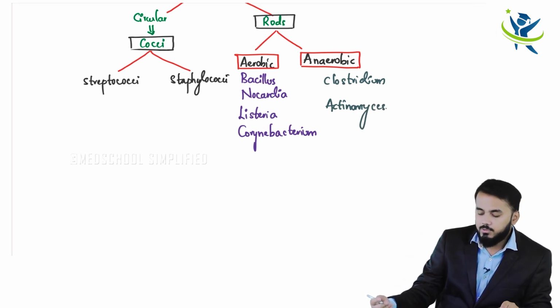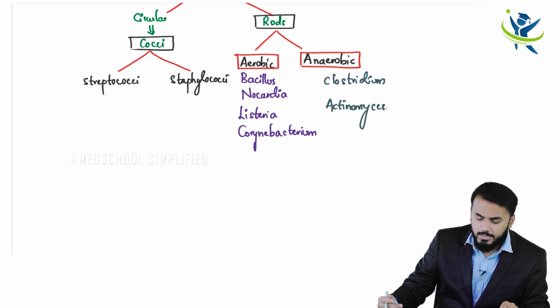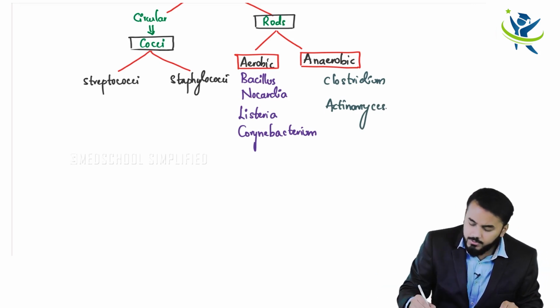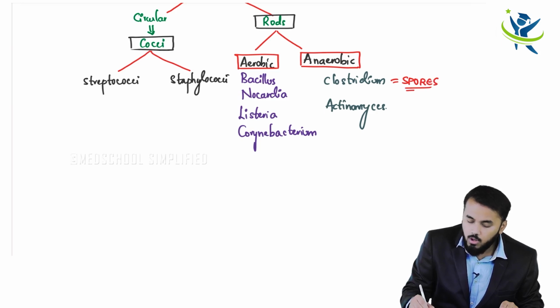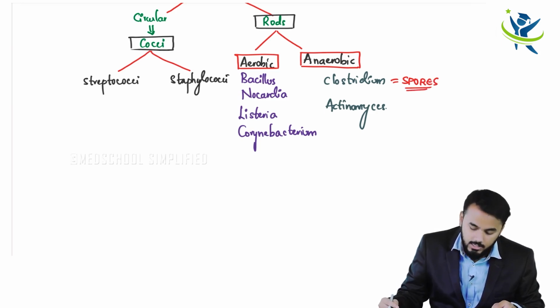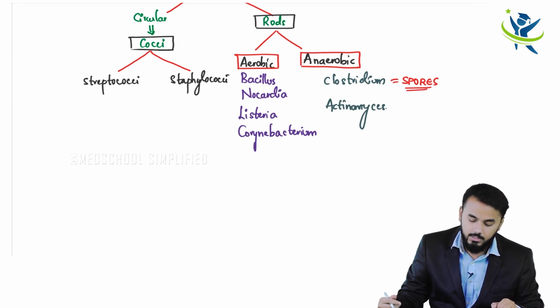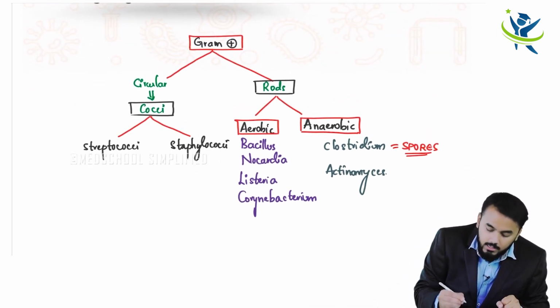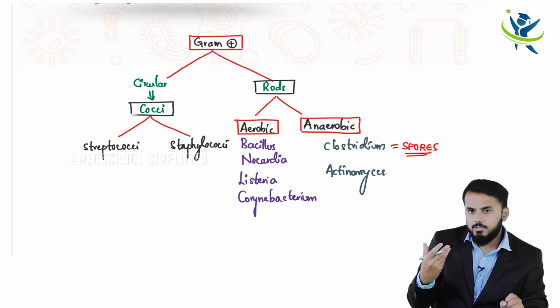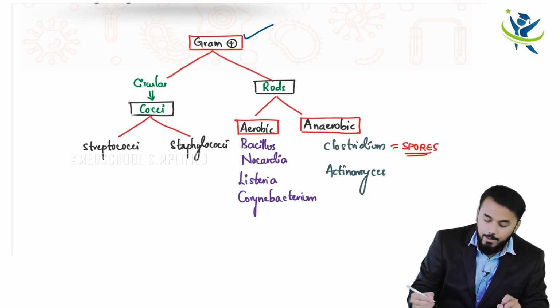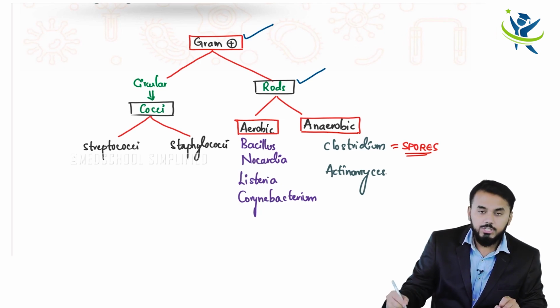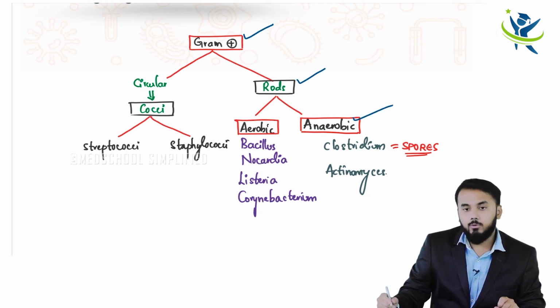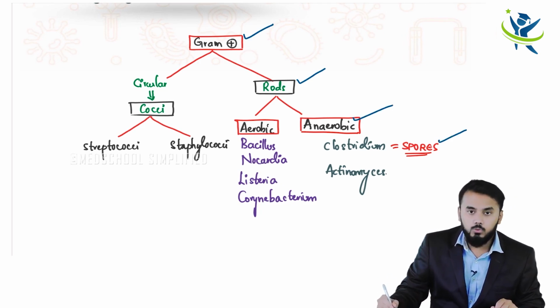Obviously all of you know that all the Clostridium species release spores. So this is the basic classification. Having said this, you now understand what Clostridium difficile is: a gram positive, rod shaped, anaerobic bacterium that forms spores.